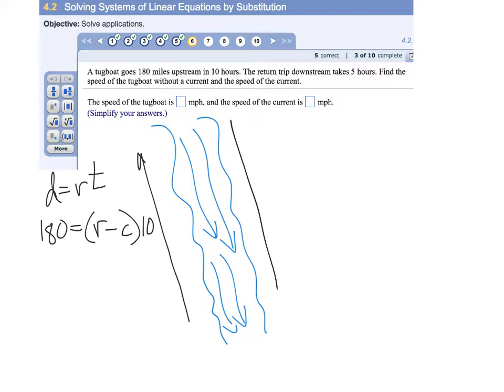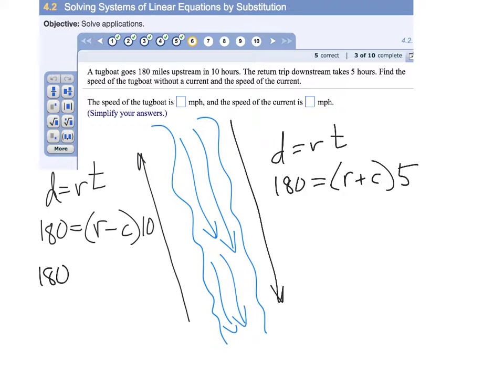How about the boat going downstream? Well, you've got distance is equal to rate times time. The distance is still 180, but this time the rate is the speed of the boat plus the current, because that current is helping it along, and it travels for 5 hours. So what's our formula? Well, this becomes 180 equals 10R minus 10C. And way over here, this becomes 180 equals 5R plus 5C.